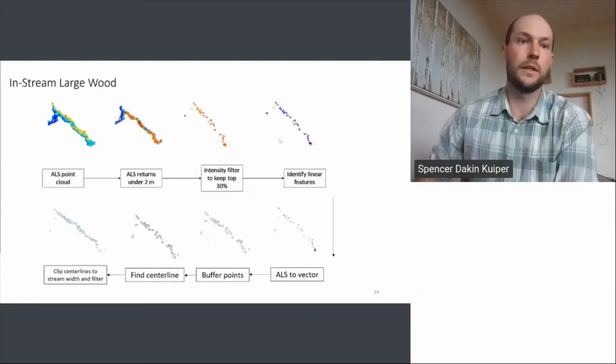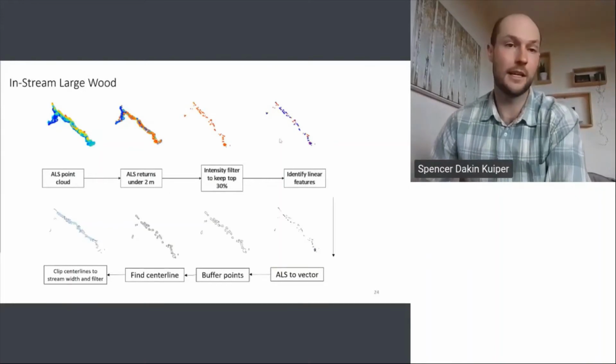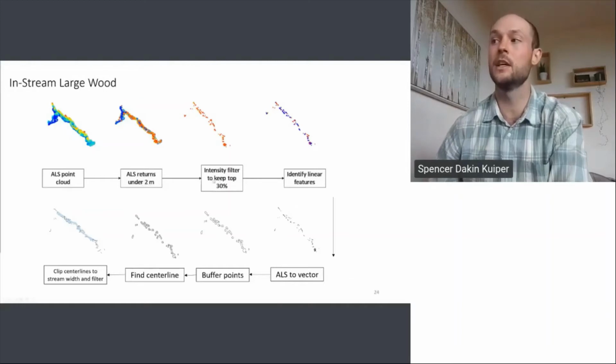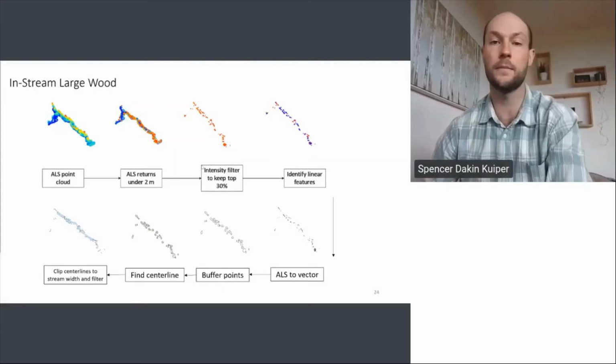The next attribute we extracted was in-stream large wood. We adapted Lucas's algorithm that he presented on earlier for forest floor coarse wood, but we added an intensity threshold. We followed his steps of cropping the point cloud to our stream. We looked at all ALS returns under 2 meters instead of 1 meter. We kept only the top 30% of intensity returns to differentiate returns that hit wood versus returns that hit water.